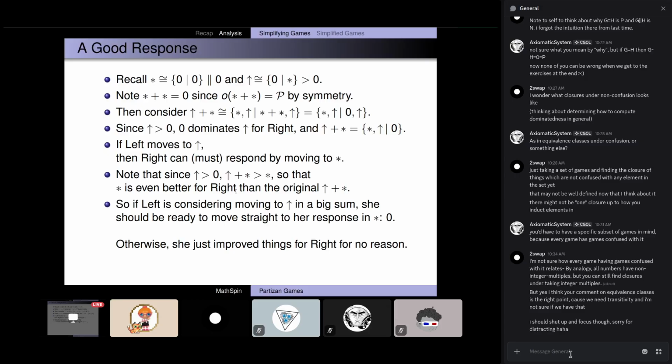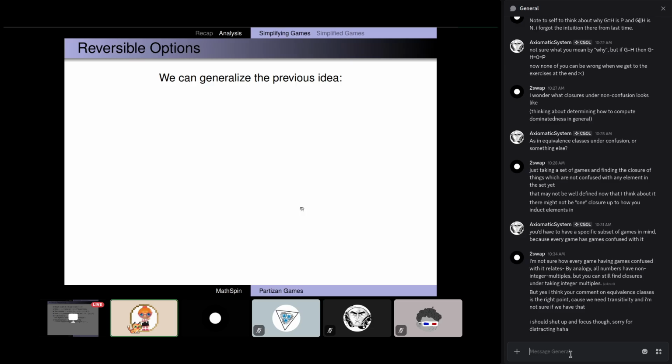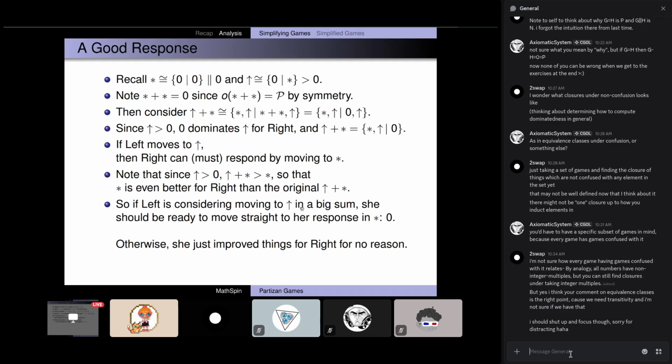Yep. And so if left is going to move to up in the original game, right will probably want to move to star, because that's better than the original game was. So the question is really, left would only move to up if she's prepared for this response. Right is responding to something that's even better for right than the original situation. And so left better be prepared for that, and by prepared I mean ready to move to whatever she can move to in that star that right's going to move to.